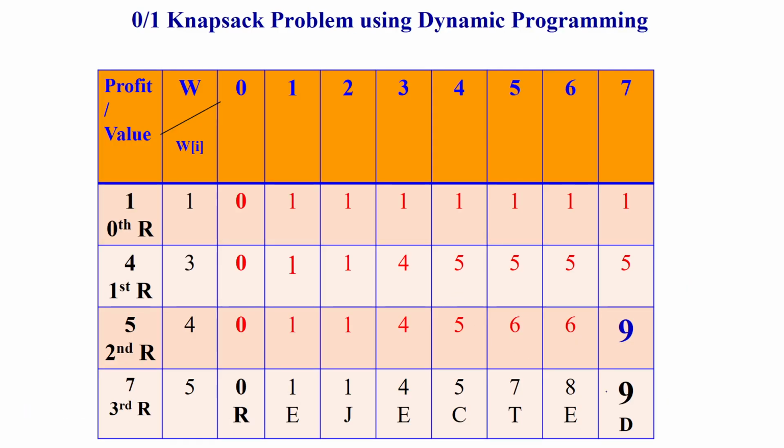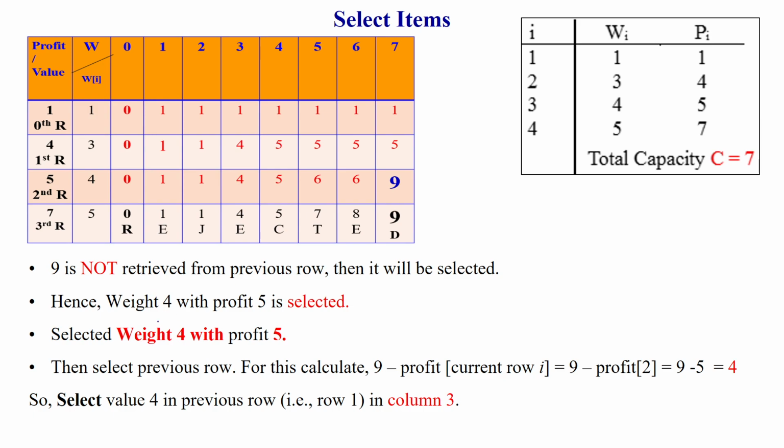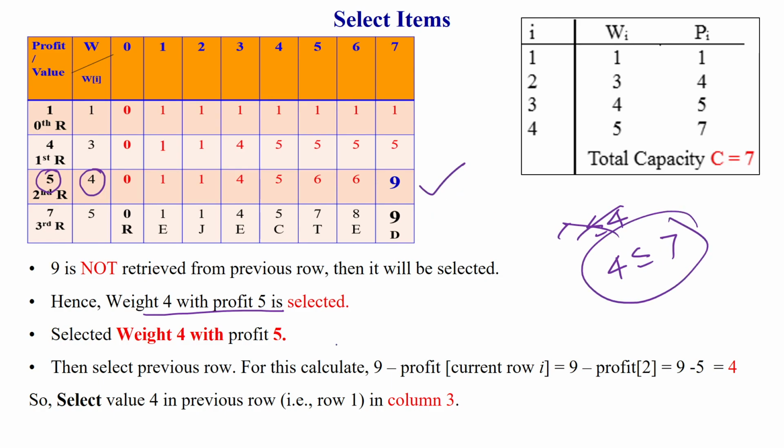Okay, we cannot select this, and we are moving to the previous row because it is a bottom up approach, so we are moving up. Now we are checking whether this 9 is similar to the previous row value. No, it is not similar, so we can select this item. When you select this item, you earn 5 units of profit, and the weight of this item is 4. The maximum weight capacity is 7, so it is possible to select. So this item is selected.